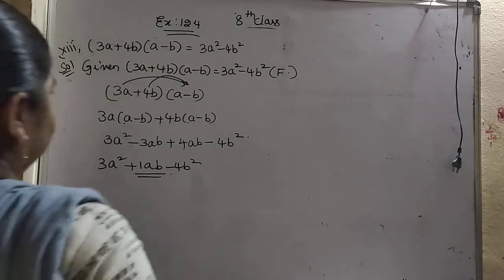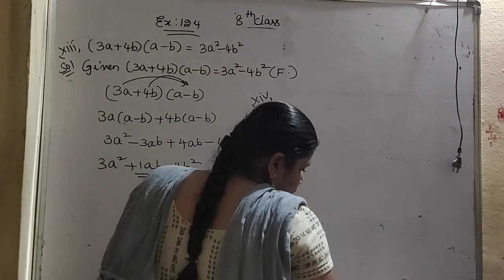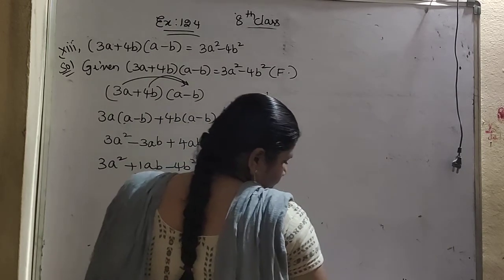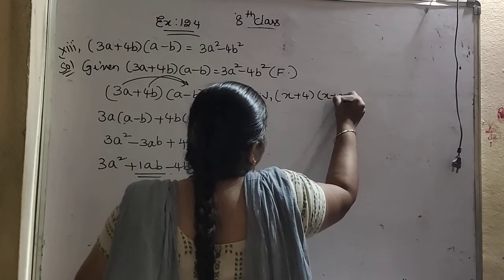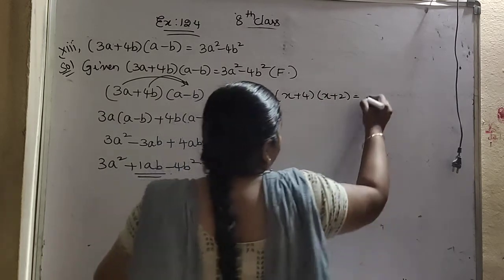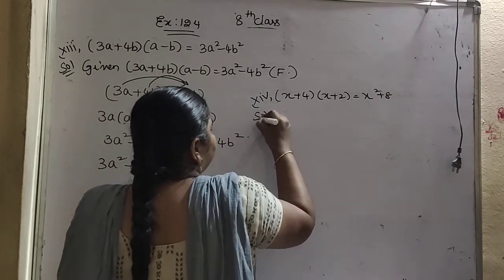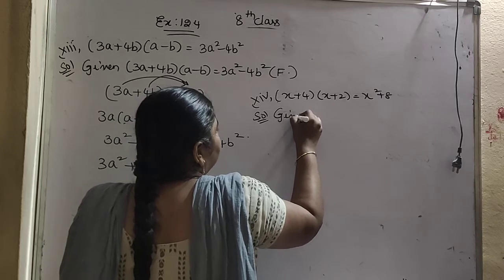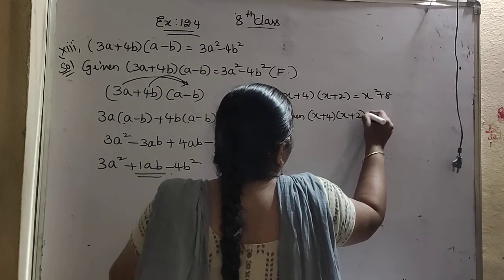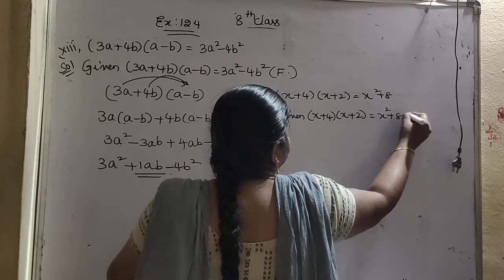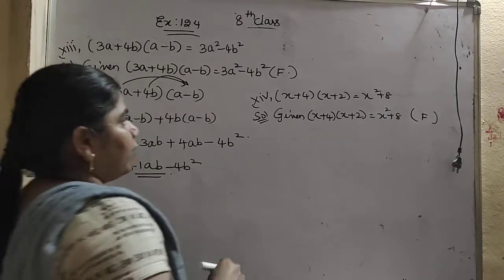Next 14th one. 14th is (x + 4)(x + 2) is equal to x² + 8, it seems. So again it is having error. So given (x + 4)(x + 2) is equal to x² + 8. So it is a false statement. So what is the correct statement, we have to see.